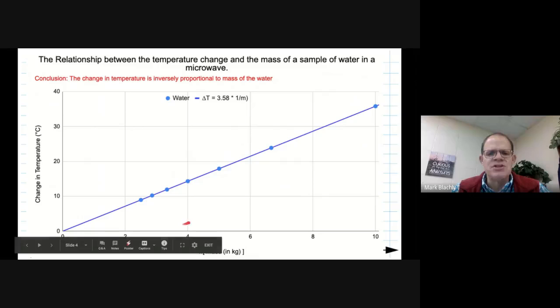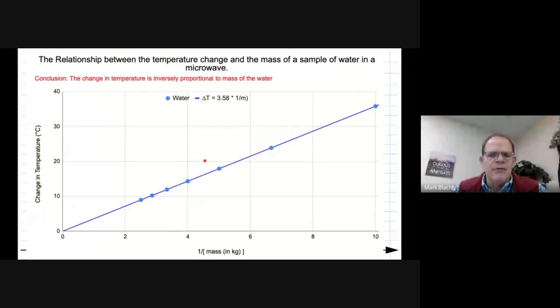So to get a straight line, we're going to plot 1 over the mass on the x-axis. On the y-axis, you're going to plot the change in temperature, and you should get a straight line. Your slope might be slightly different than mine because I did mine for 15 seconds. Maybe you'll do a different time. It doesn't matter. Then our math model will be that y, the change in temperature, equals the slope, whatever you get, times x, and x is 1 over m. That's going to be your math model.